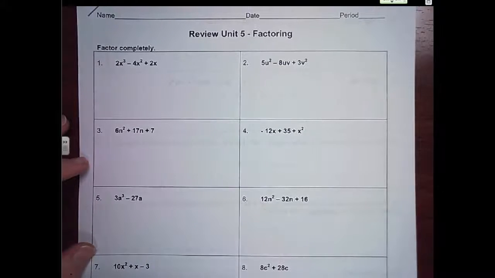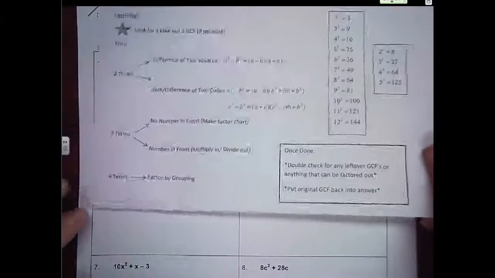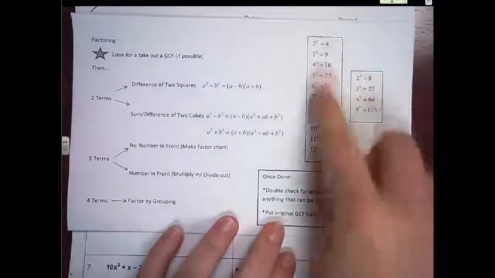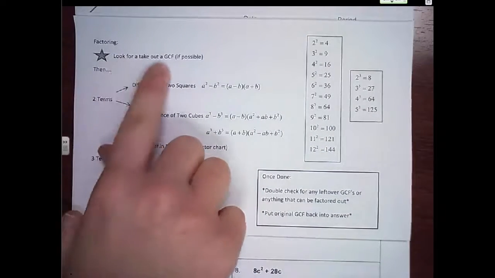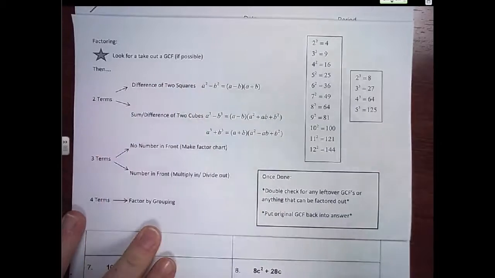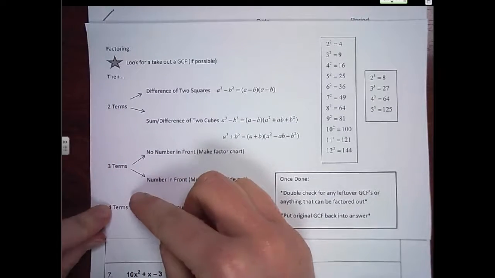Okay guys, on the factoring test tomorrow, you're going to be given something like this. So I've got your squares, your cubes, and then kind of what you do. So you're always going to look for and take out a GCF, and then look at what's left. Do you have 2 terms, 3 terms, or 4 terms?